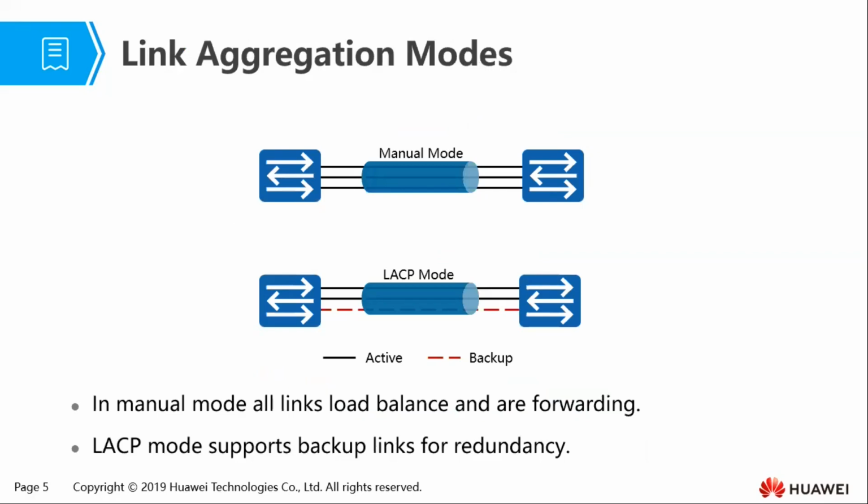So let's look at the link aggregation modes. We have two link aggregation modes. The first one is called the manual mode. The second one is called the LACP mode. It is important to emphasize that the LACP mode is also commonly referred to as the static LACP mode. LACP stands for Link Aggregation Control Protocol.